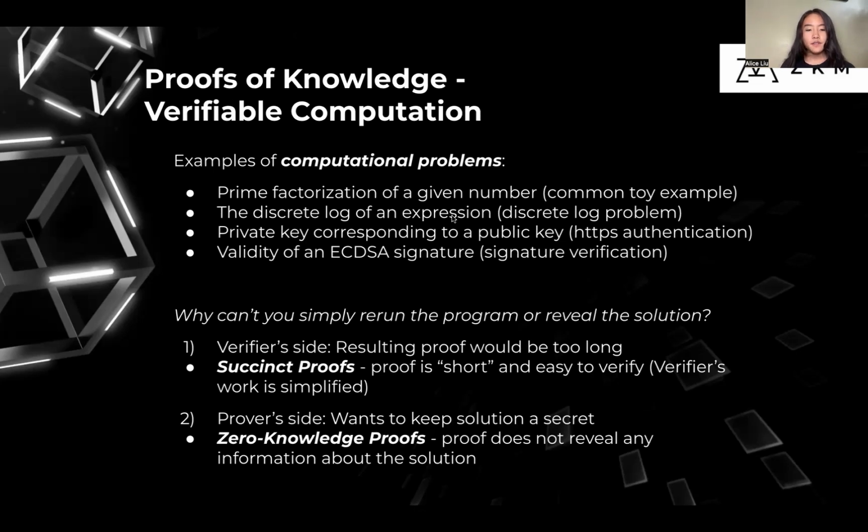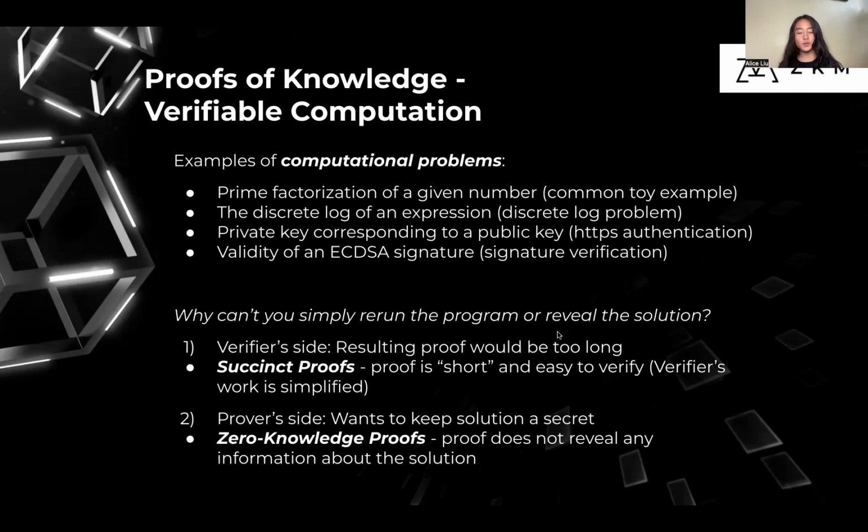Now, in convincing the verifier that a computation was done correctly, why can't you just rerun the program and produce a dump of the entire execution of that program, or better yet, just reveal the solution? That's a lot easier than doing all of this work by having the prover produce an execution result and a proof, and then sending both of those to the verifier to check. So why can't you just simply do these things instead?